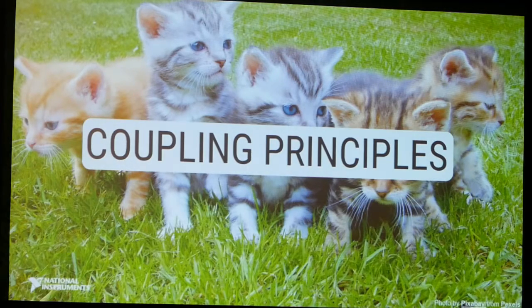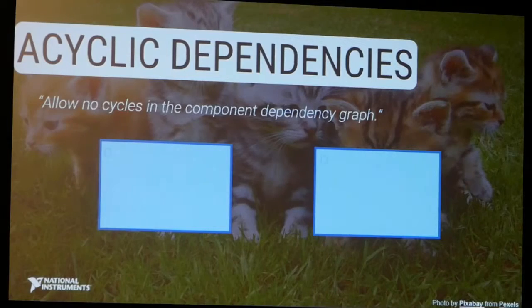And coupling talks about how things interact. That's why I picked the kittens. I also just like cats. So the first one is acyclic dependencies, and this says to allow no cycles in the component dependency graph.